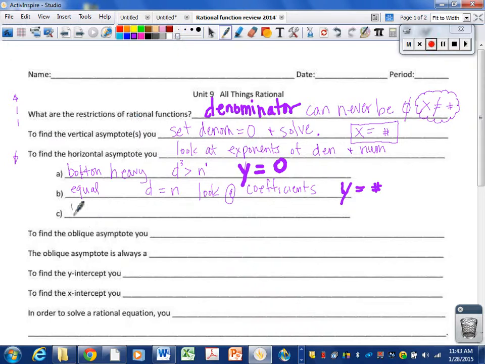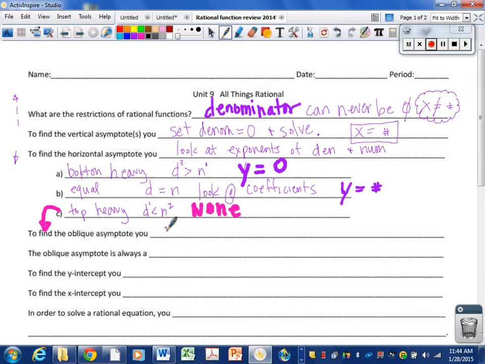Okay, and the third option is if it's top heavy, in which case the denominator is smaller than the numerator in degree, maybe this is a 2 and that's a 1, then there is no horizontal asymptote. Okay, no horizontal asymptote. Instead, there's going to be an oblique asymptote. Okay, so if you have a spot for a horizontal asymptote, you write none. You do not have a horizontal asymptote.